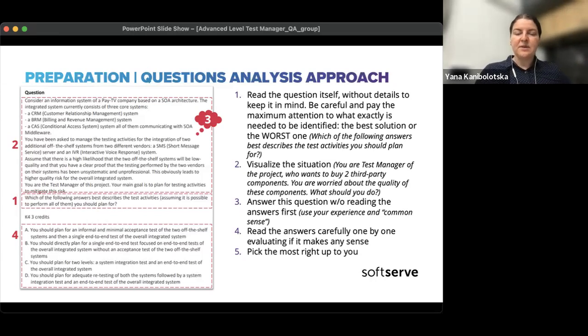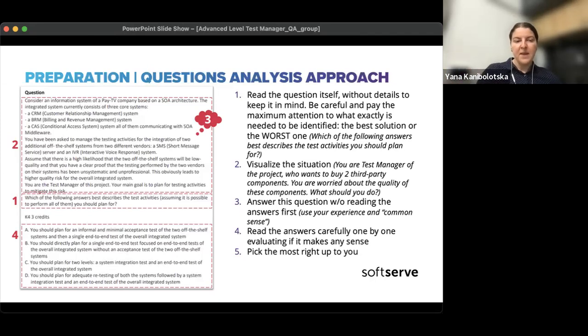And you should read the answers carefully, one by one. And you should evaluate if they are correct or not, one by one. So the first one, for example, the first answer is you should plan for an informal and minimal acceptance tests. Okay, so you can stop here. Why informal and minimal acceptance tests if they say that you have possibility to perform all that you plan? So you're not limited in time. So why do only informal and minimal acceptance tests, right? Okay, so probably this is not the correct answer.